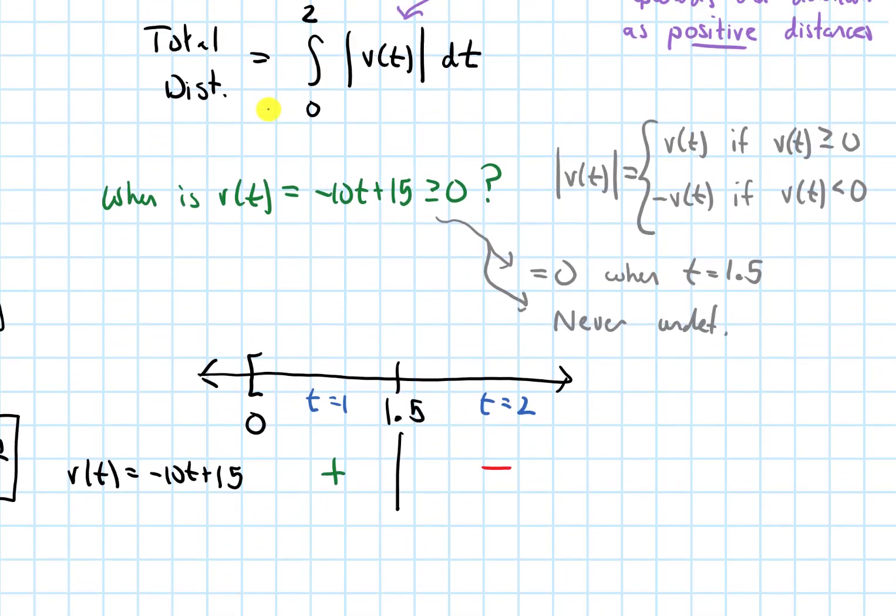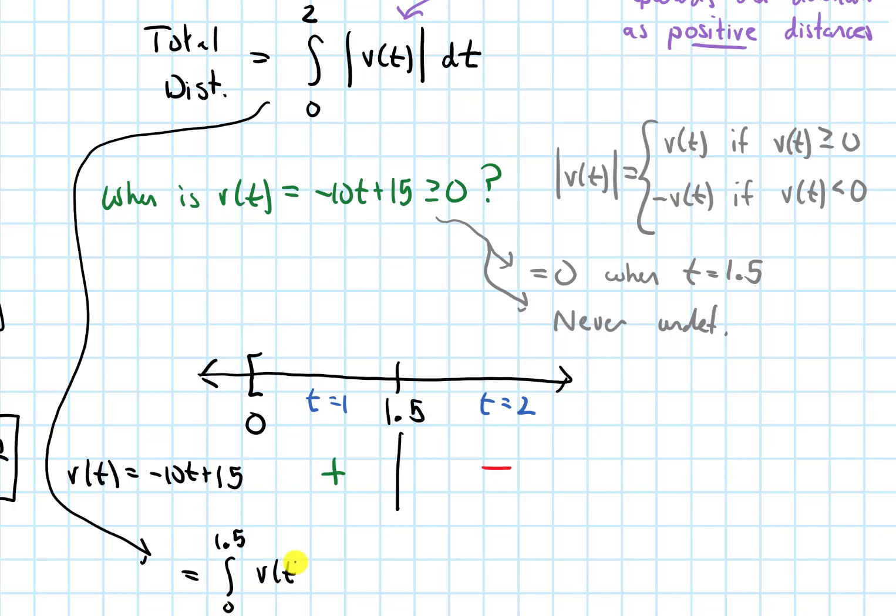So what we're going to do is split this integral up into pieces. We'll have one piece from 0 to 1.5, and on that interval, velocity is positive. So I can just get rid of the absolute values and write my velocity. And then plus, on the next interval, from 1.5 to 2, my velocity is negative. So I will have to write a negative sign in front of the velocity when I drop the absolute values to make sure it's non-negative.